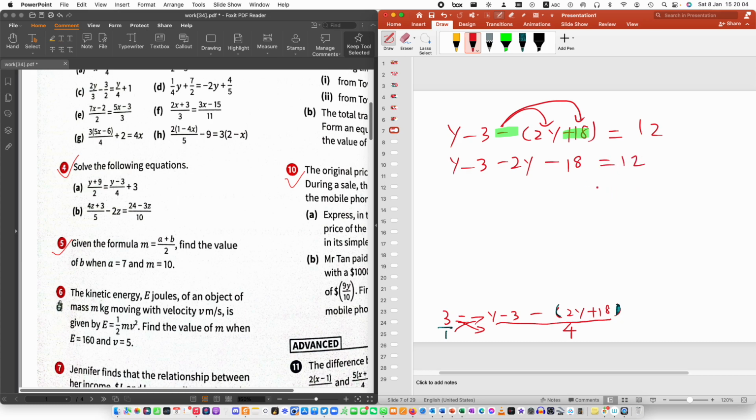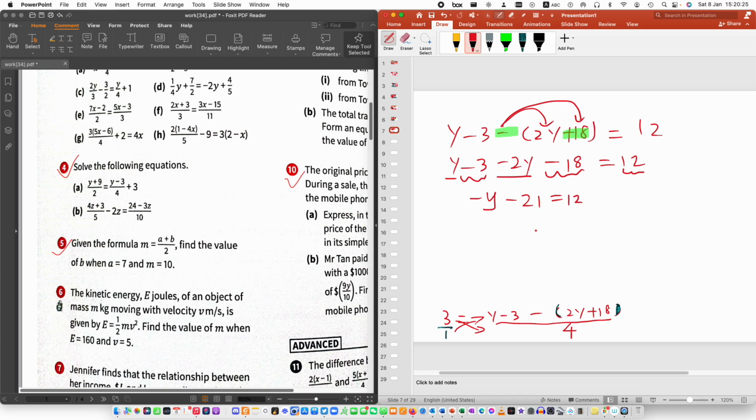Then you underline similar terms with the sign. Then I start to combine. So y minus 2y I get minus y. Minus 3 minus 18 is minus 21, equals to 12. So far so good?